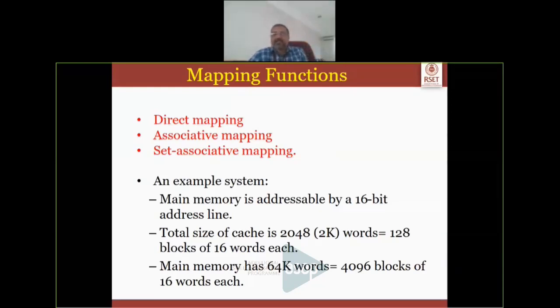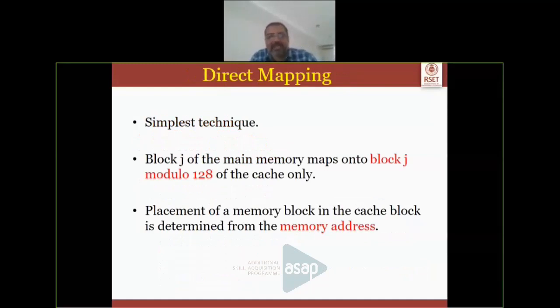To explain this, it's better to take an example. Here, in this example, my address bus is 16-bit. You have a pen and paper, you write 16-bit. How many locations can it address using 16 bits? Write it down. My cache memory size is 2048 words. Main memory is 4096. Don't worry, we will have a diagram for it, and then it will be more clear. So without wasting time, let's go to the next slide. We will explain with the diagram and come back.